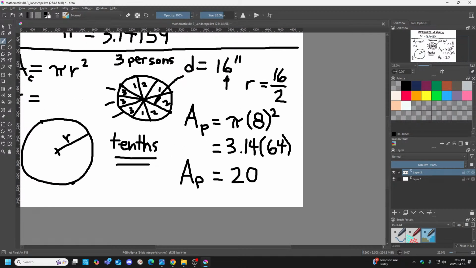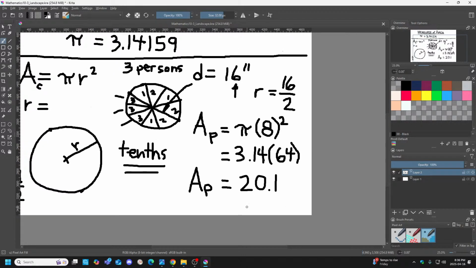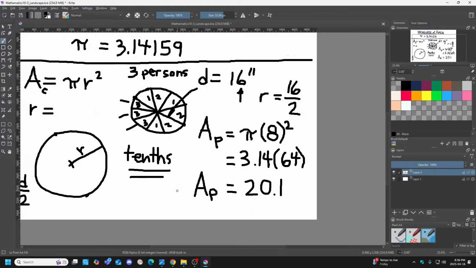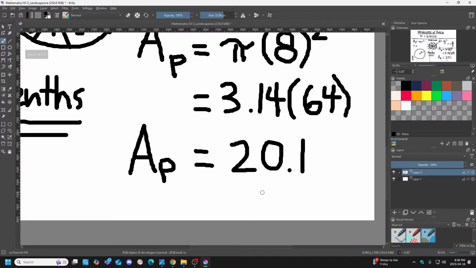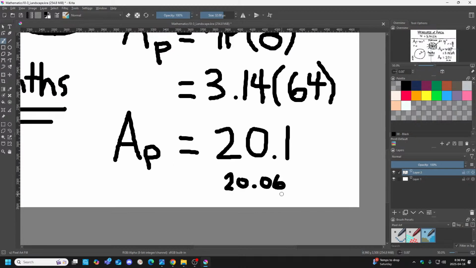But if they ask for the answer to be to the nearest tenth, if you want the answer to be correct, all you can do is do what they ask, right? I know, I agree with you. We all agree that it's 20. So the answer was actually 20.06, but because 6 is greater than 5, I rounded this up to 1.